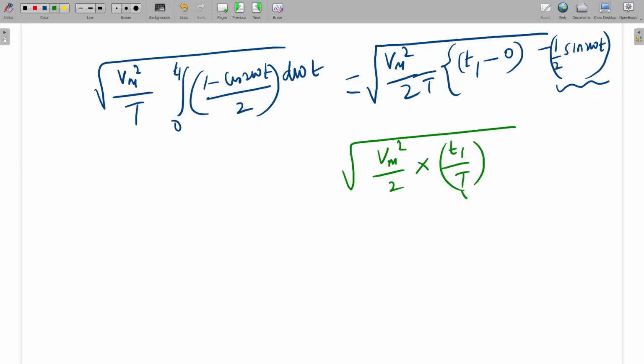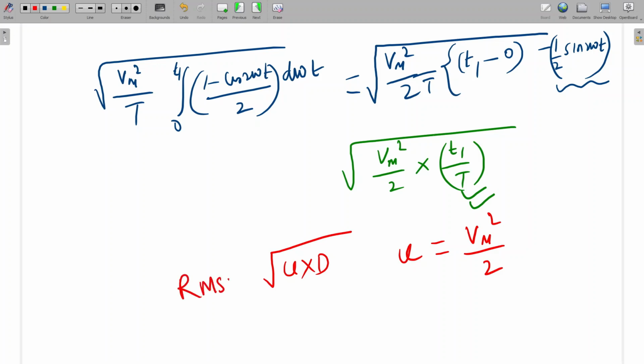So what is this factor? This factor is the duty. So what will be the RMS value? U will be Vm square by 2, and RMS will be U into D. So this will be the RMS. I have already taught you U for different kinds of functions, so this also you have to remember.